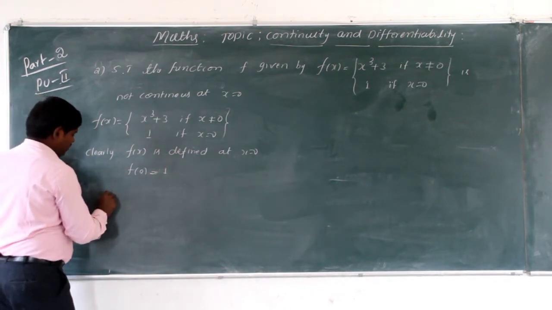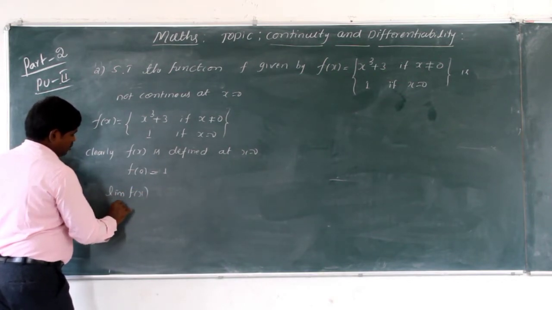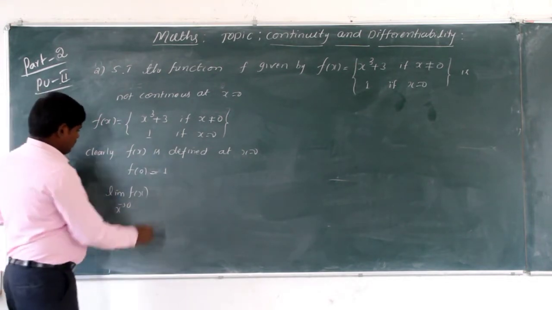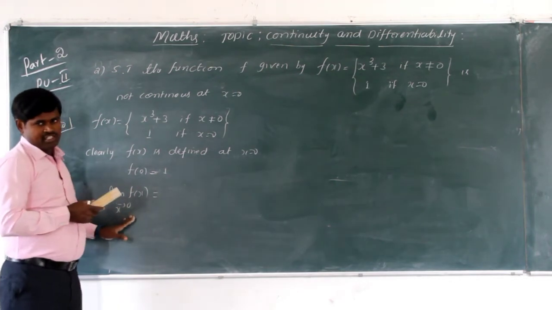Okay, so the limit of f of x as x tends to 0. X tends to 0 means we already know that the value of x is not equal to 0.